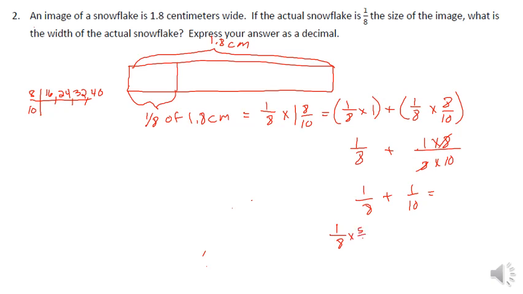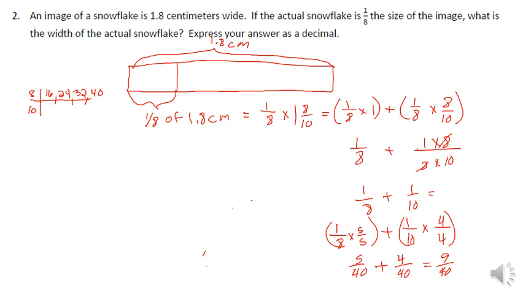So if I wanted to change this to 40, I'd have 1/8 times 5 over 5 for this one, plus 1/10 times, and I know I'm going to multiply that by 4 to get 40, so I have to do the top also. So now I've got 5/40 plus 4/40, which equals 9/40.